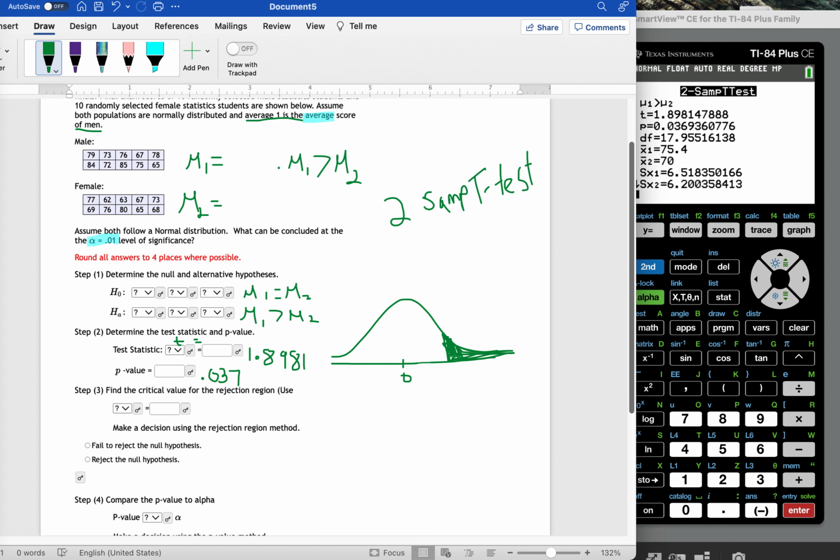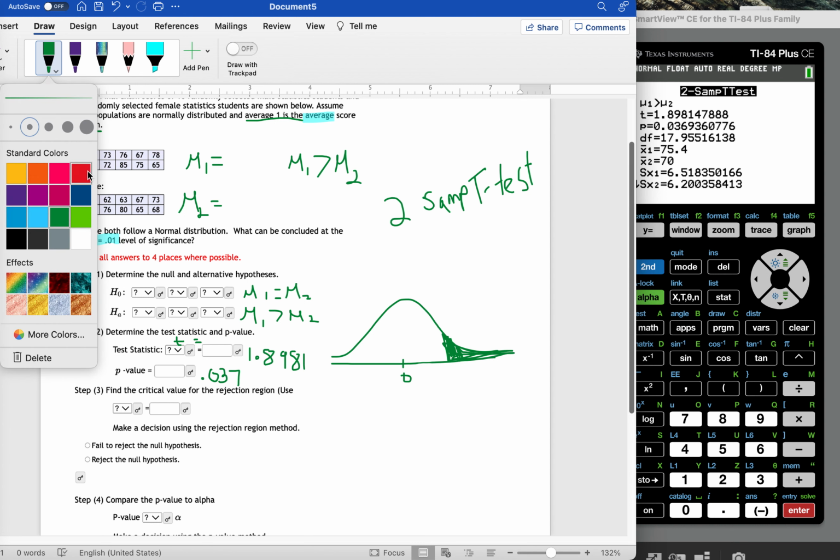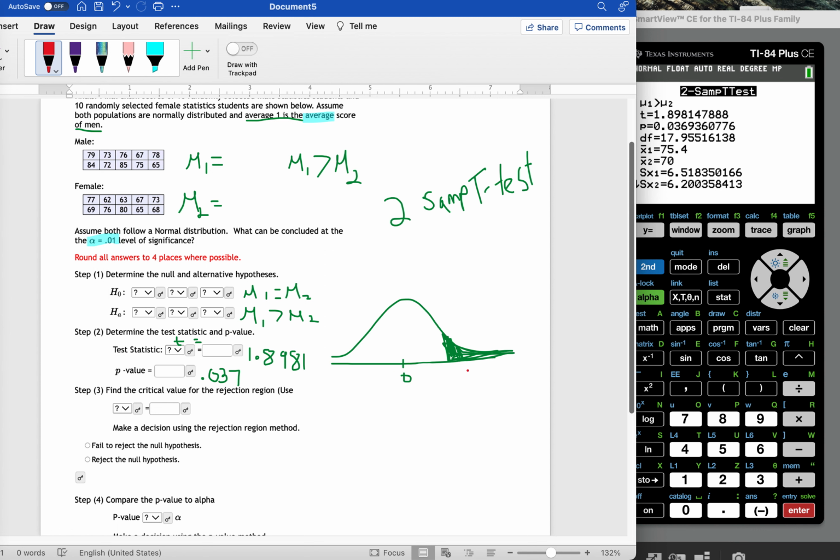Now, the next step is we want to find the critical value for the rejection region. Here's our rejection region here. Let me do that in red. I like to do my rejection regions in red, just habit, I guess. So here's my rejection region.